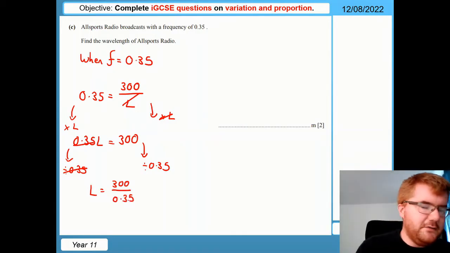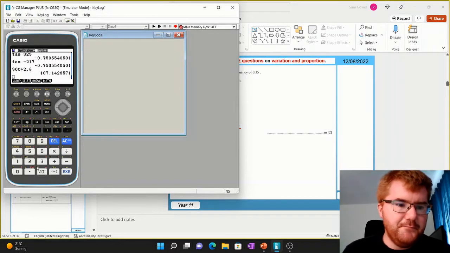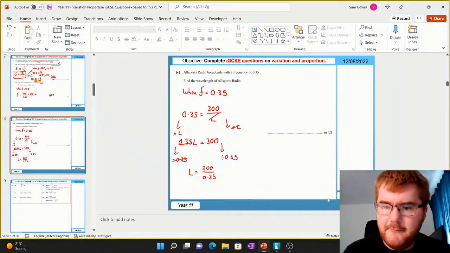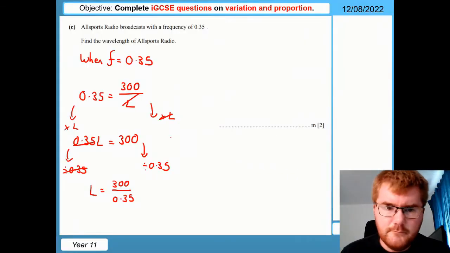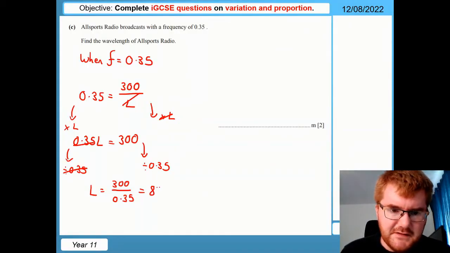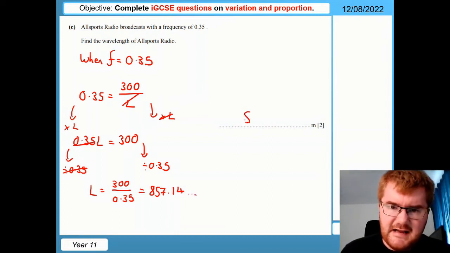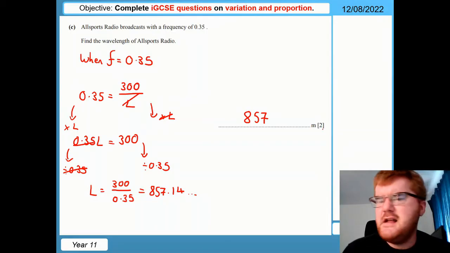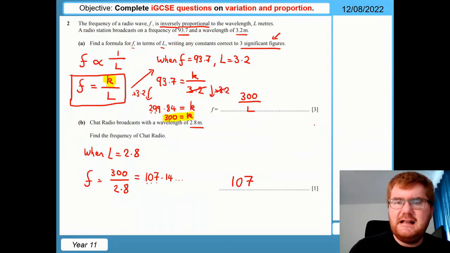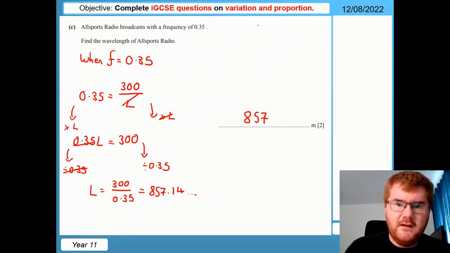Now if you put this into our calculator, like so, you go 300 divided by 0.35, boom, we get our answer 857.14. Again, I still want to do this to three significant figures, so we're going to keep this then at 857 meters. Just check the unit here is exactly the same unit as given for the wavelength there.